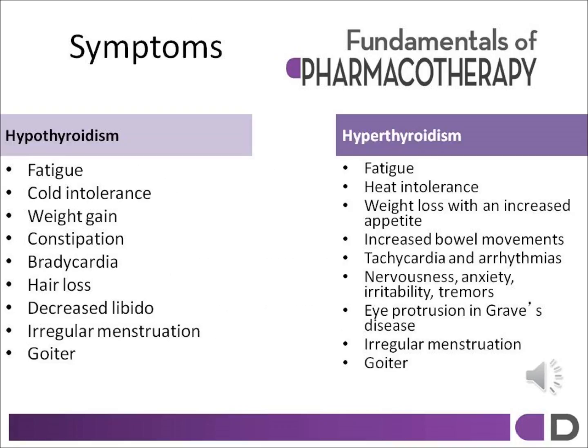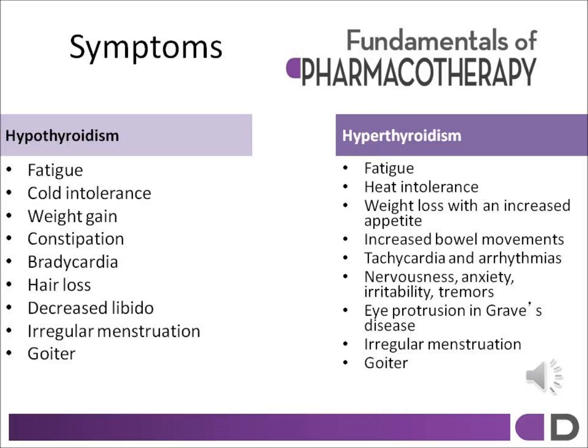This slide compares the symptoms of hypothyroidism and hyperthyroidism. You will see some common symptoms on both sides, such as fatigue, irregular menstruation, and goiter, which is a lump or a growth in the neck. However, there are several differences between the other symptoms.